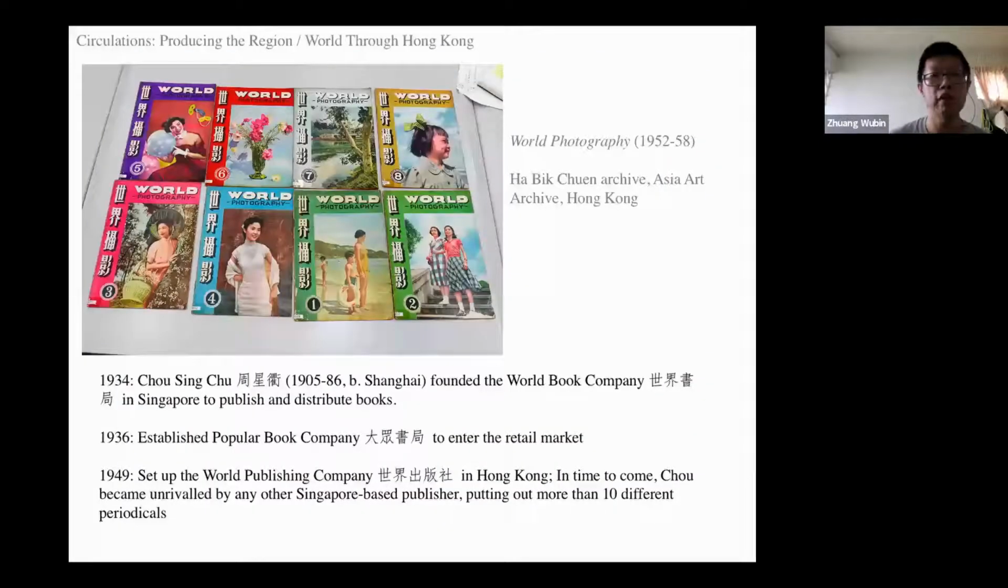I would want to say a little bit about World Photography, which is a magazine that I'm really interested in. It was probably the longest-running photo periodical in existence during the 1950s. It existed from 1953 to 1958.